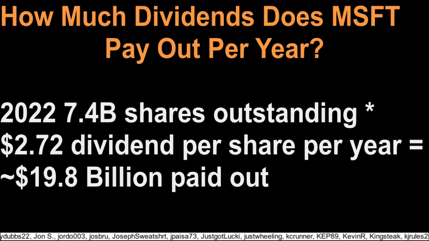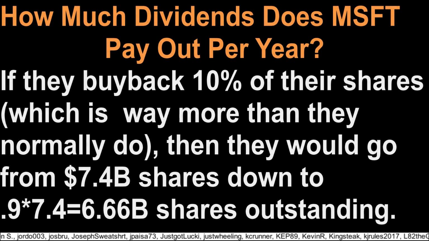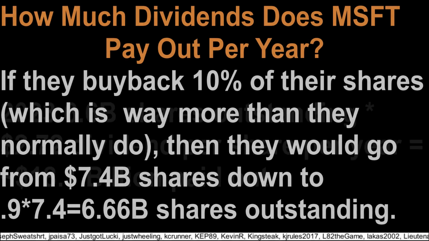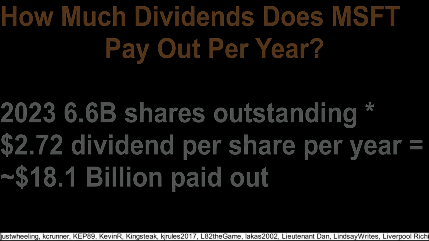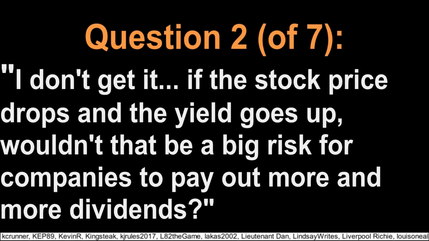But if they retire 10% of their shares this year via buybacks, taking them down to 6.66 billion shares, then they would only pay out about $18 billion a year in dividends, because 6.66 times 2.72 is 18-ish. So each buyback they do makes their dividend more sustainable, because there are fewer shares they have to pay out on. That also means a 10% buyback can basically cancel out the impact of doing a 10% dividend increase.